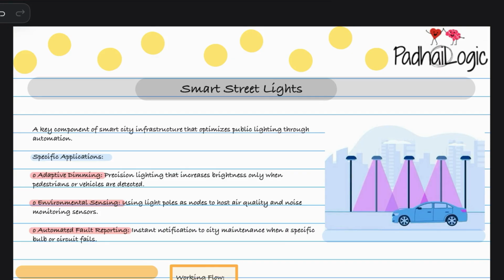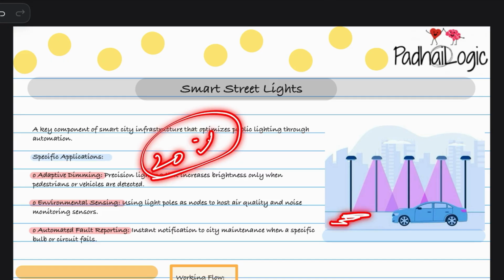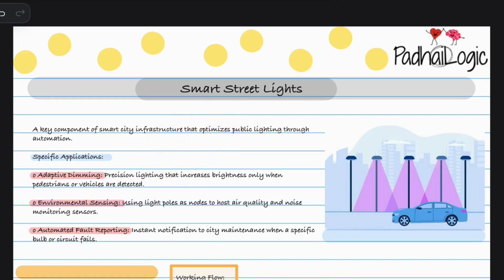So the smart street lights turn every single light pole into an intelligent, data gathering infrastructure node. Let's talk about the specific applications. First is adaptive dimming. The light maintains a low energy baseline, let's say 20% brightness, when the street is empty. But the moment a car passes or a pedestrian approaches, the light ramps to full power ahead of them, creating a dynamic wave of illumination. That is how adaptive dimming works.